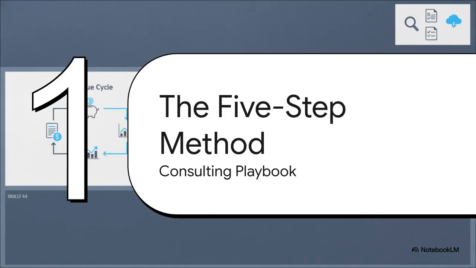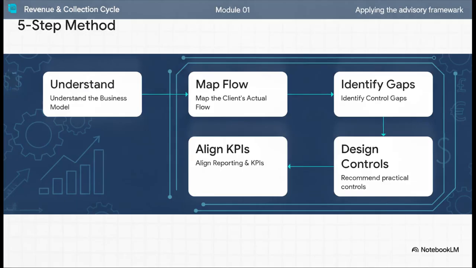All right, Section 2, the 5-step advisory method. Basically, your new consulting playbook. Okay, so this is the core framework you're going to use day in and day out. Seriously, whether you're onboarding a brand new client, doing a routine process review, or crafting a super specific advisory recommendation, this sequence right here, it's your North Star. Step 1, understand the model. Step 2, map the flow. Step 3, identify gaps. Step 4, design controls. And Step 5, align KPIs.